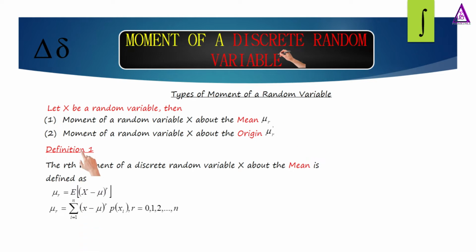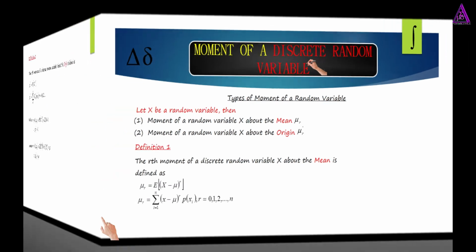The rth moment of a discrete random variable x about the mean is defined as mu subscript r equals the expected value of the bracket x minus mu raised to power r, which is equal to the summation from i equals 1 to n of the bracket x minus mu raised to power r times p of x, where r is equal to 0, 1, 2 to n.